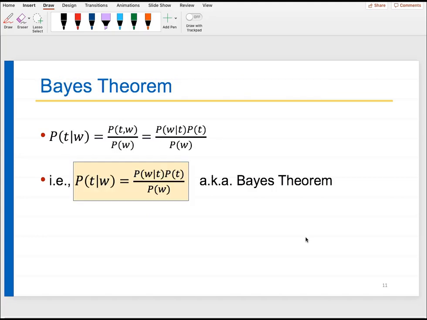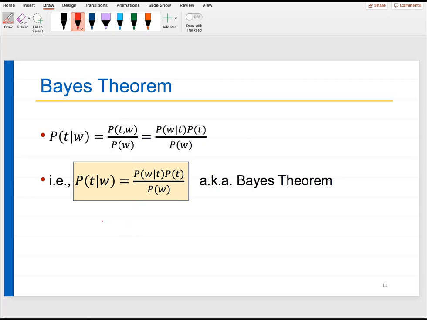The same thing can be written like this. Probability of T given W, we have seen, we can write as probability of T comma W, meaning joint probability, divided by probability of W. But you also know that you can write probability of T comma W as probability of W given T into probability of T. So this is known as Bayes rule or Bayes theorem. Mathematically, it is very simple, but it has a very nice implication.